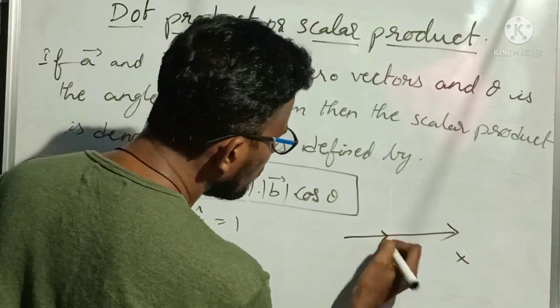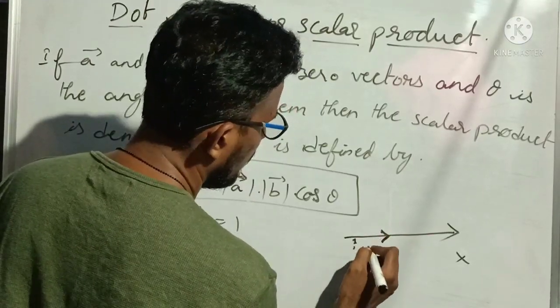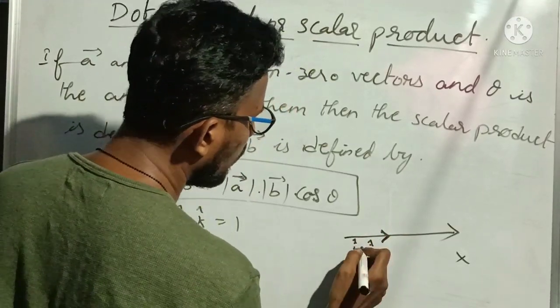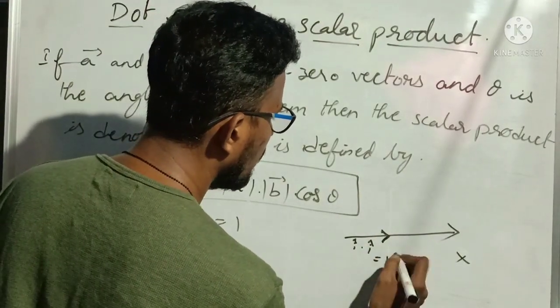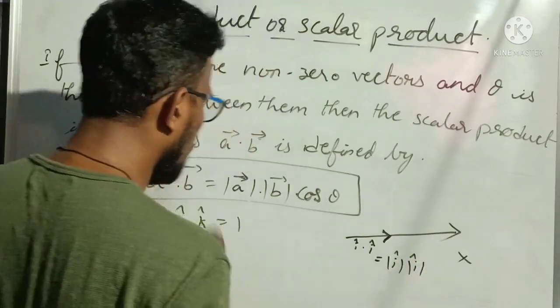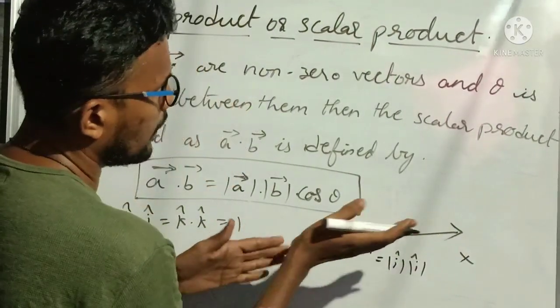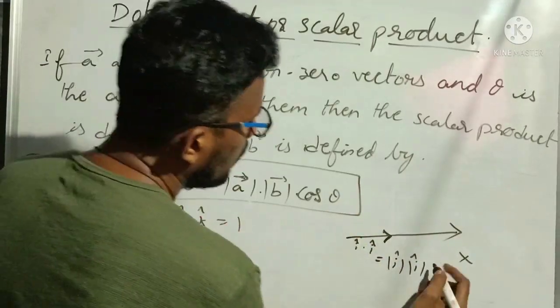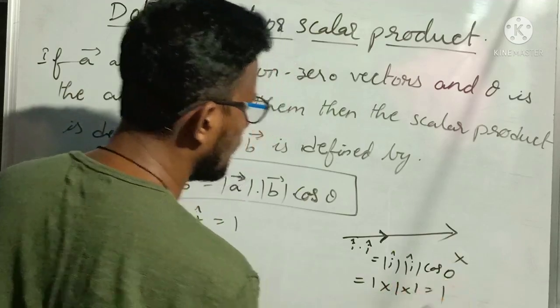I am taking two unit vectors, i cap on i cap, same, i cap dot i cap. That means modulus of i cap into modulus of i cap. Is there any angle in between when the two vectors are coinciding one on the other? No angle. So cos 0. What is the value of cos 0? 1. So 1 into 1 is 1.